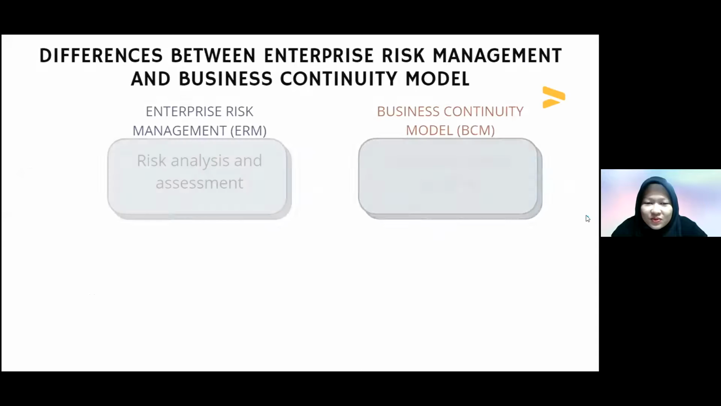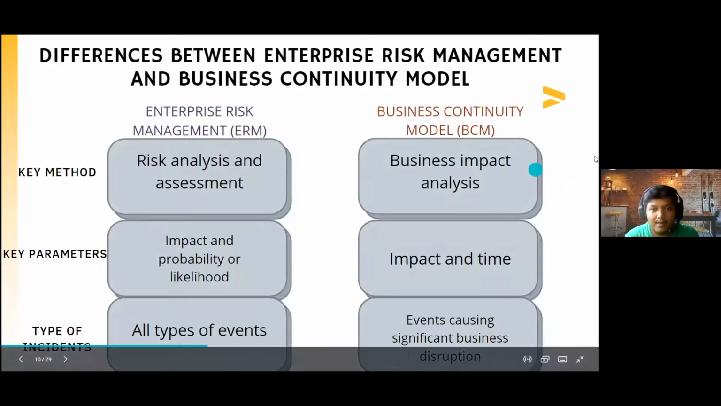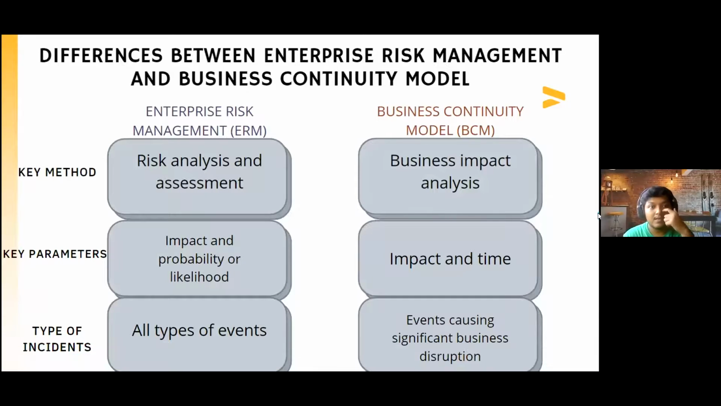Okay, hello. Now we are going to proceed with the differences between enterprise risk management and the business continuity model. Firstly, we are in the scope of the key method of both of these processes. The key method of enterprise risk management is a risk analysis and assessment that involves wide identification of the whole organization. While for the business continuity model, the key method is the business impact analysis regarding the impact that happens towards the organization.